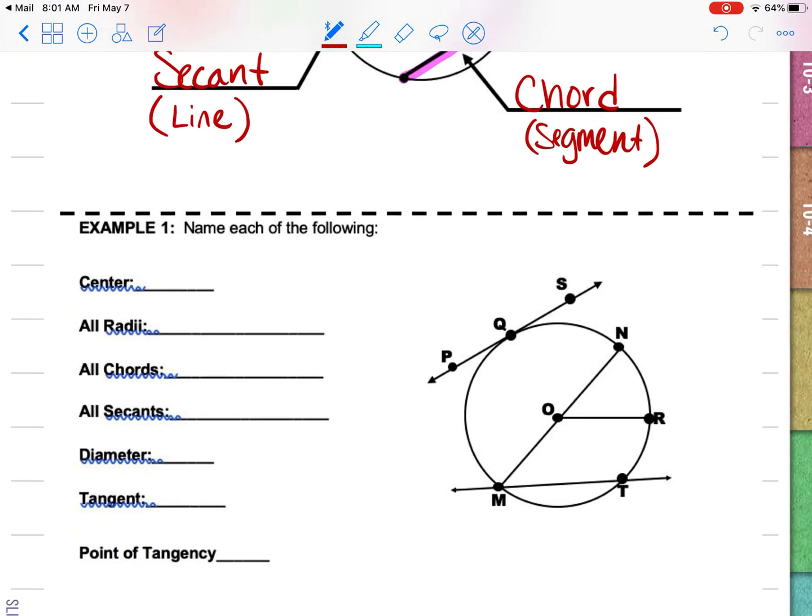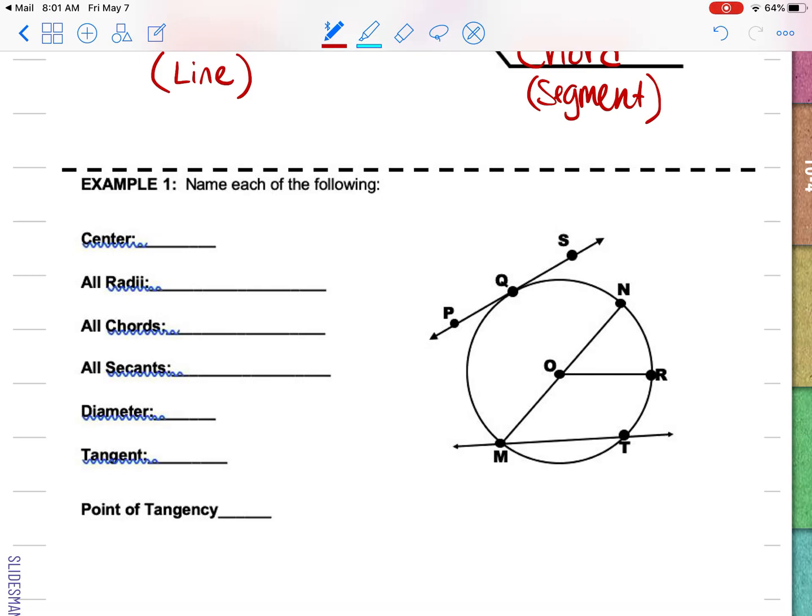So let's practice this a little bit down here. Going back to some of our old vocab, we know our center point is right in the middle. We can call that point O. It wants us to name all of our radii. Remember, radii are segments, so we have to label them as segments. So I'm going to highlight all the radii I see. I see ON, I see OR, and I see OM. I see those three right there.